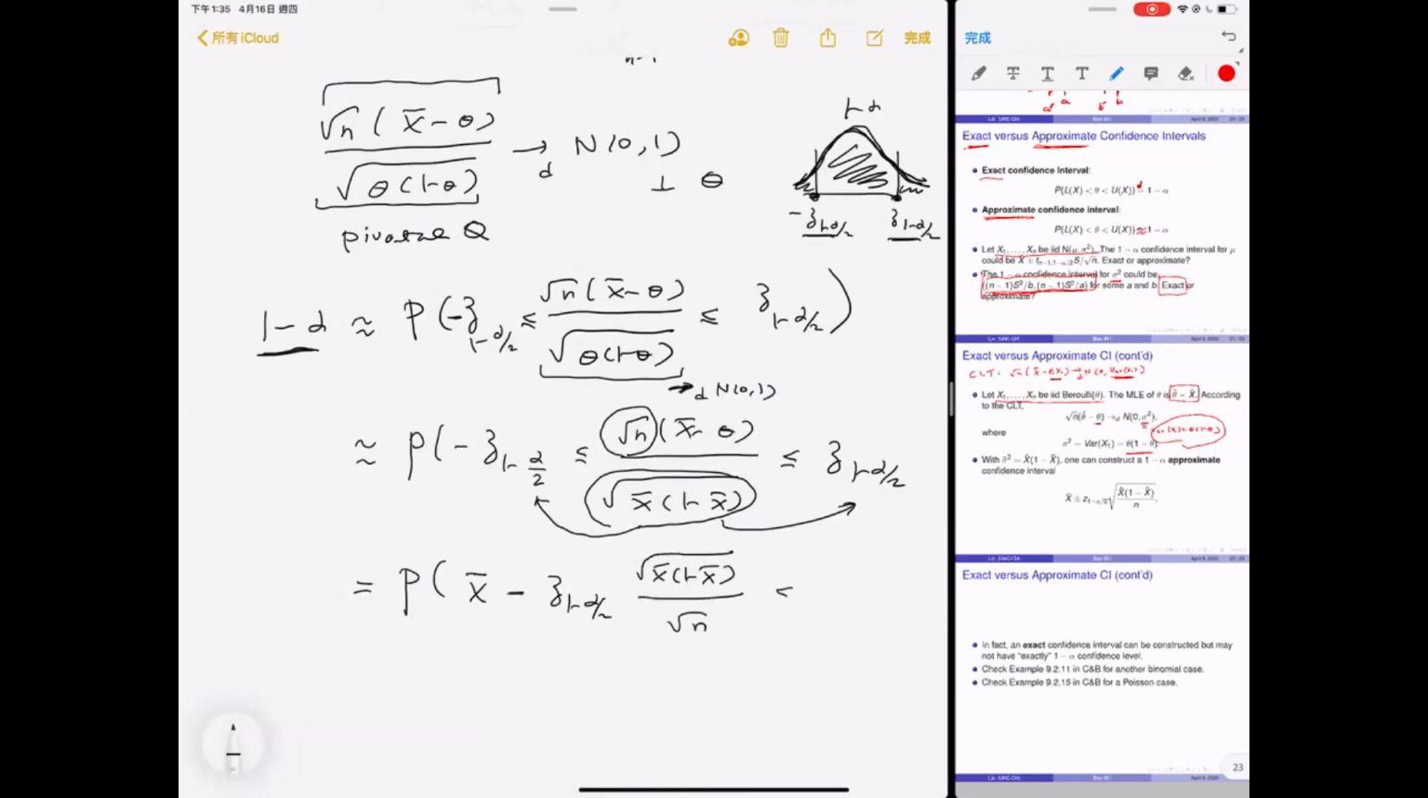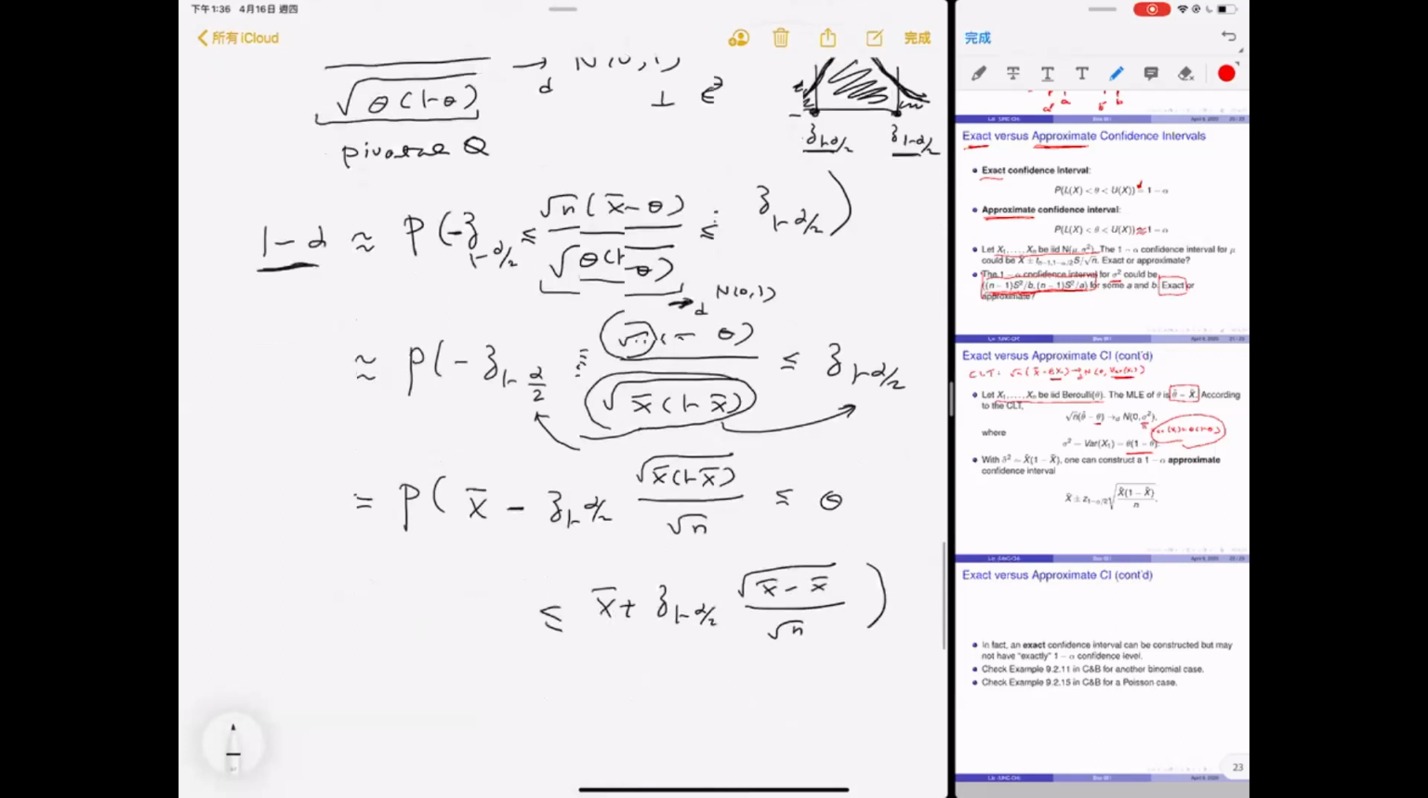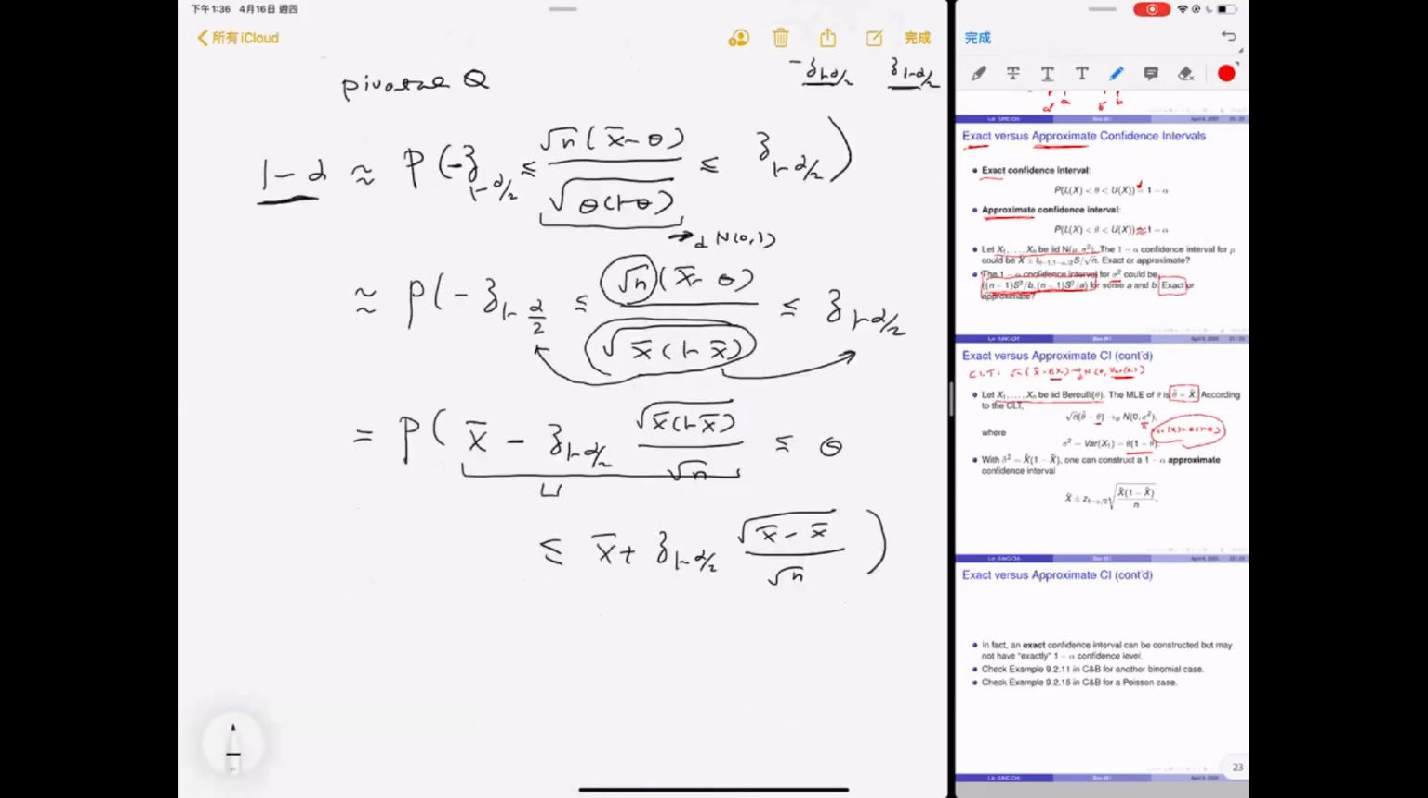Okay, and then smaller than theta, then this guy right here, it's x bar plus z minus 0-1, then square root x bar minus x bar, then square root of n right here, then this guy becomes that. Okay, so that means this guy is the lower bound, theta in the middle, this guy is the upper bound. Okay, so easy to operate. Okay, in this case, so I think eventually it becomes right here.